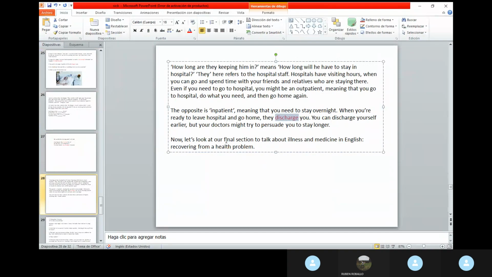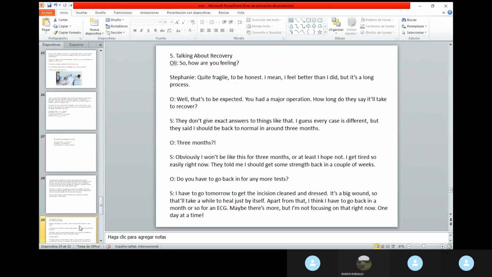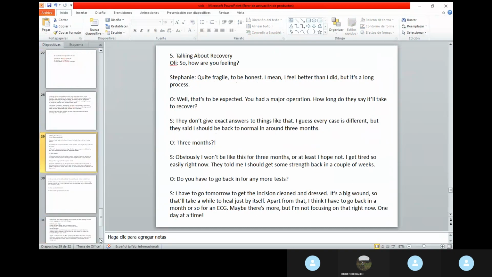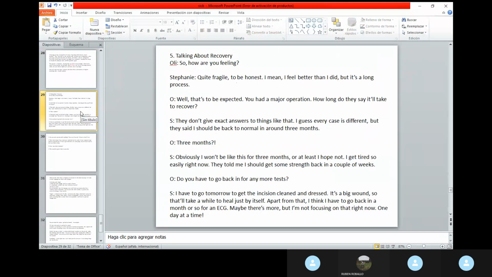Now let's look at our final section, talk about illness and medicine in English, recover from health problems. Okay, this is the last dialogue. Help me, Ruben and Paulo, the last dialogue. Talking about recovery. Ay, ok, eso no era. Perdón, perdón.